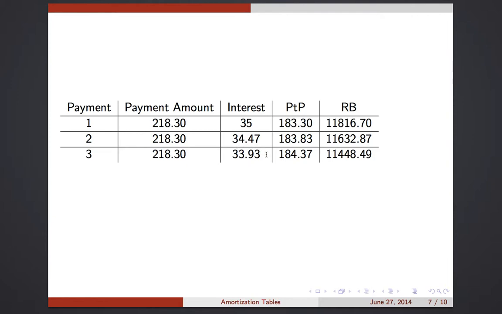So when I calculate this interest here, $33.93, I would use this amount as my principal, this $11,632.87, because that's how much I owe when I make my third payment. And then I calculate my portion of principal and I take that number away from the $11,632.87, because again, the $11,632 number is what I currently owe when I make my third payment. And what I'm left with is $11,448.49.